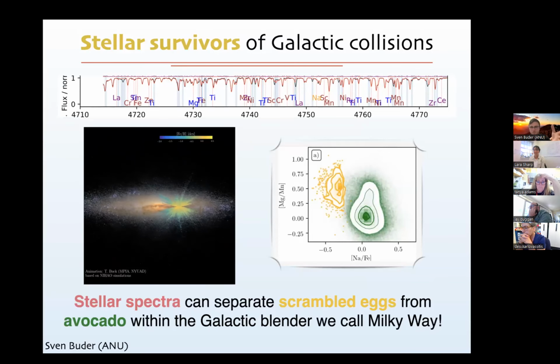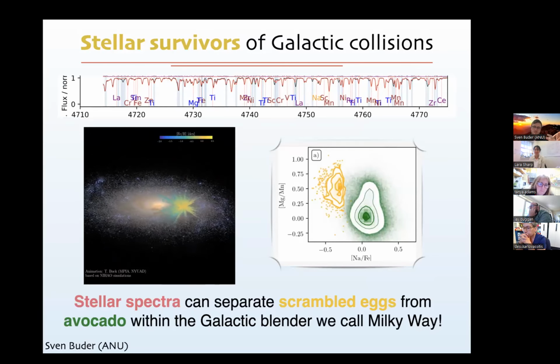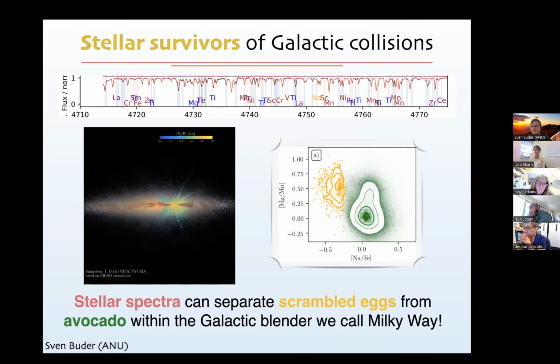So one of the things that we can do is look at these scrambled eggs in yellow. These are actually stars that are not born in the Milky Way. And they're very different from the avocado, which you see on the right. Those are stars that are born in the Milky Way. This is some of what we're doing, with observations both at ANU and at Siding Spring Observatory, about 8 hours north from Canberra, to observe more of these stars and figure out how the stars in the Milky Way assembled.